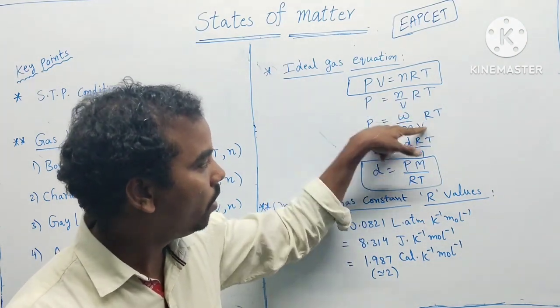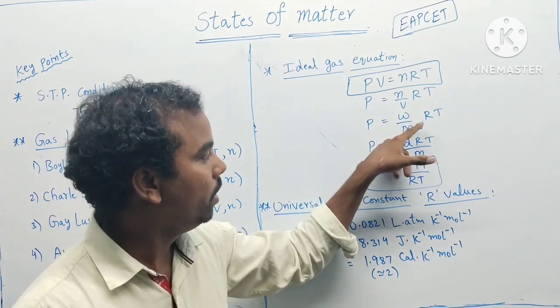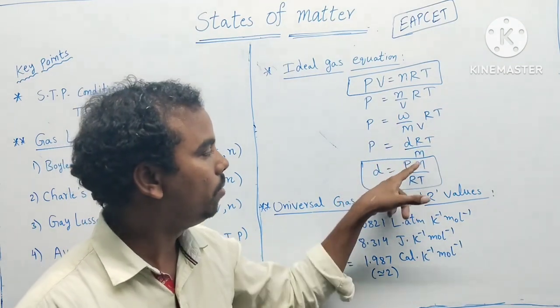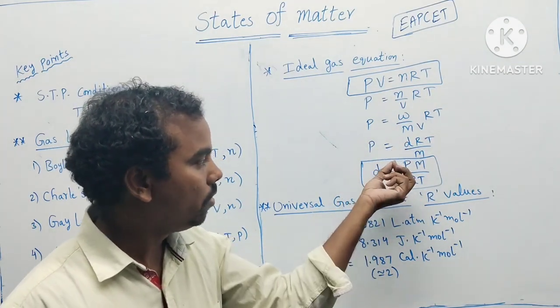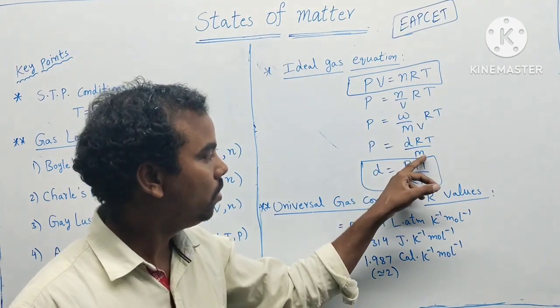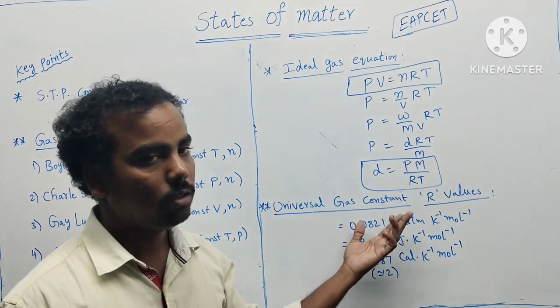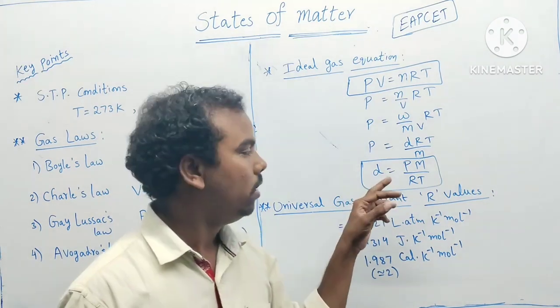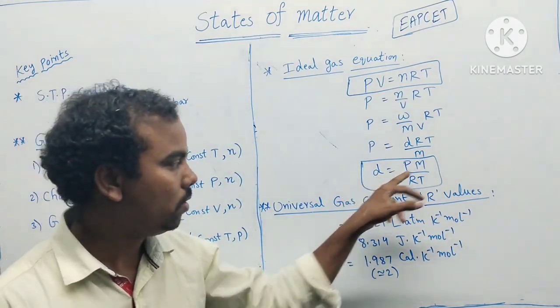P is equal to weight by volume, which means density. Weight by volume means density. So P is equal to D into RT by M. So if we want D, D is equal to PM by RT. Many problems are there based on density. So D is equal to PM by RT.